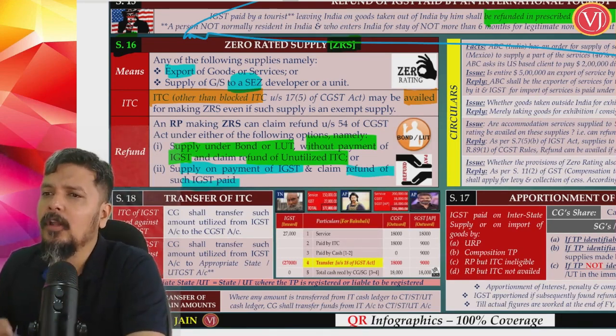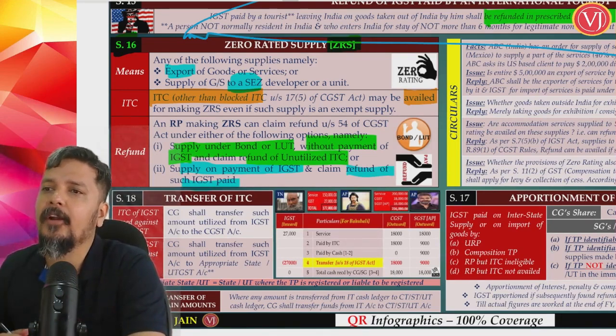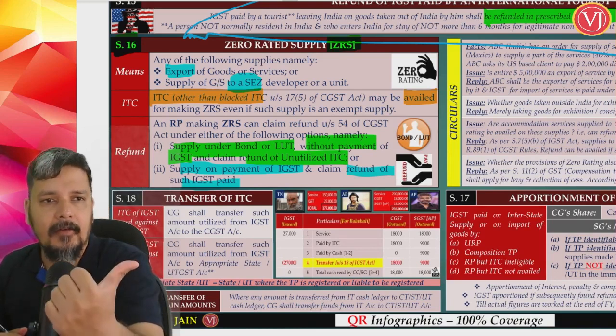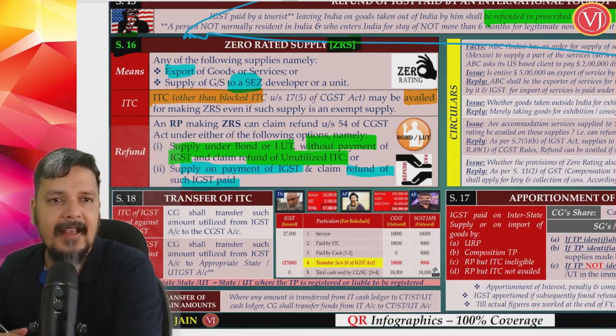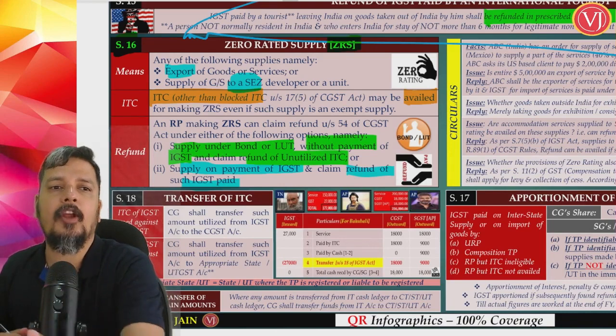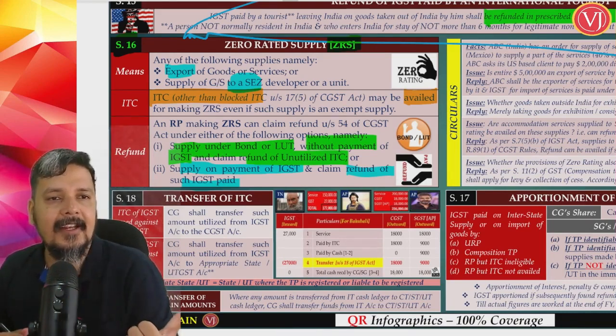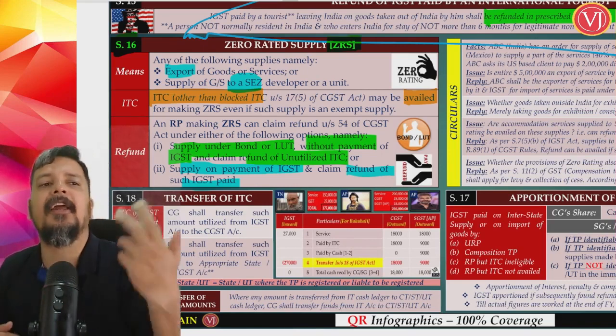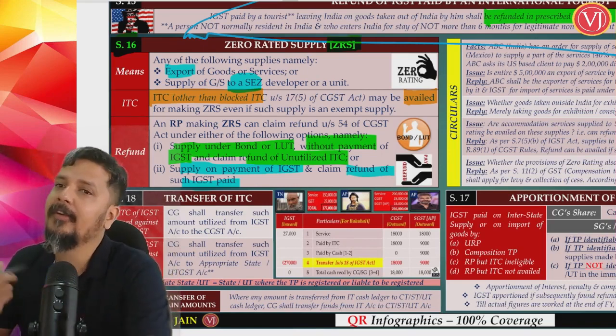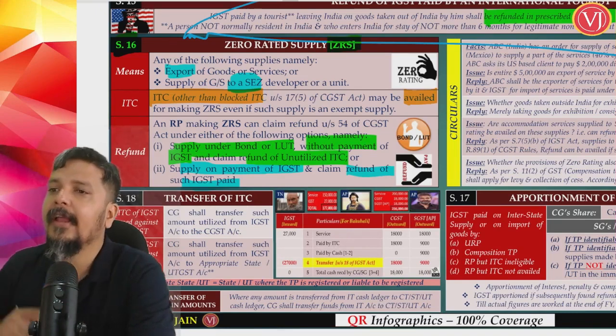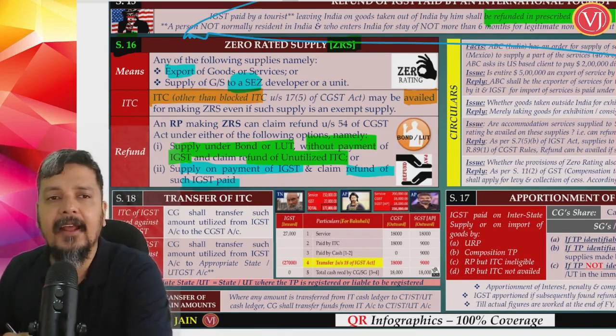How? When you paid your output IGST, what have you done? You used your credit ledger, whatever was available, then you went with your cash ledger. Right? Suppose your output IGST is 10 lakhs, your credit is 8 lakhs. So you used 8 lakhs from the credit ledger, it got reduced, and you paid 2 lakhs by cash. But when you get the refund, you'll get the refund of what? The entire 10 lakhs.